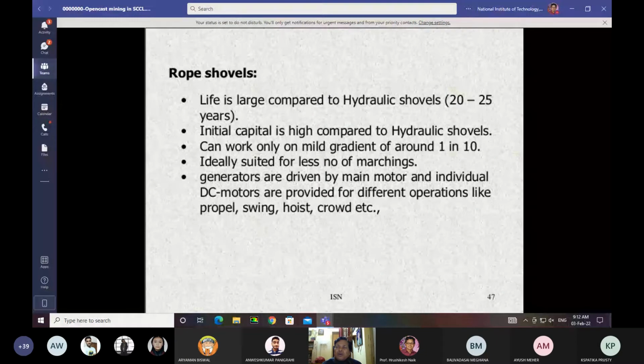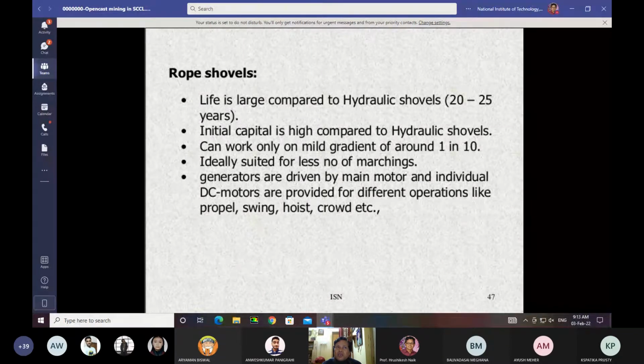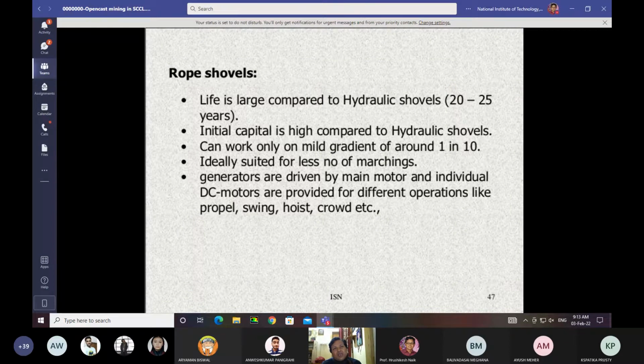Otherwise, you have to go for diesel operated hydraulic shovels or small size shovels. So this is one of the main reasons why people select the diesel operated shovels, and not electrically operated shovels. Also, the rope shovels can work only on a mild gradient of 1 in 10. If you are using electrically operated rope shovels, they can work only on mild gradient, on flat surface. They can be used only on flat surface.